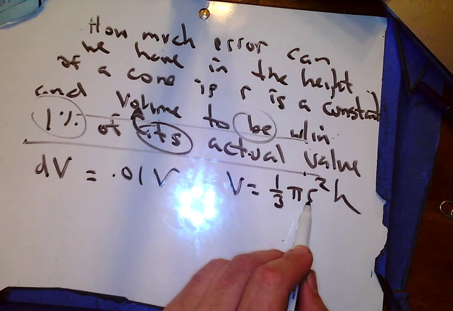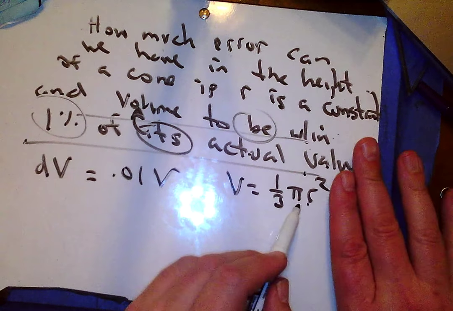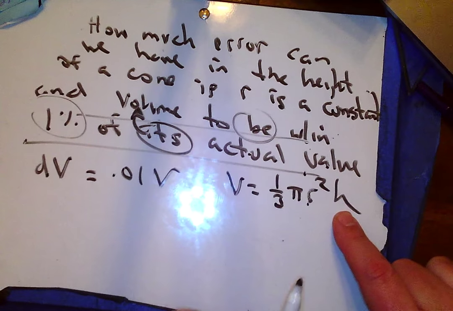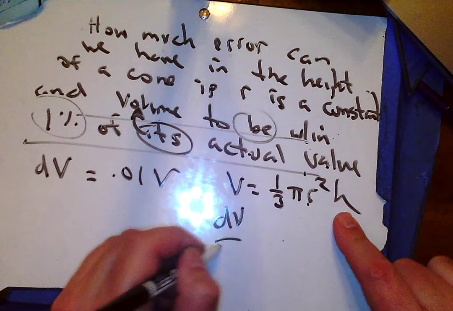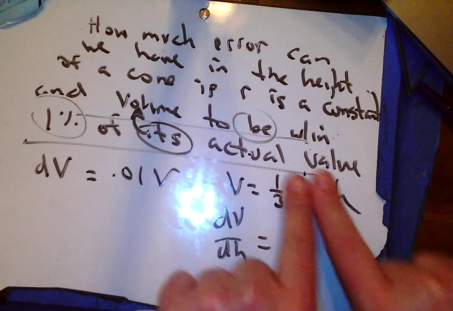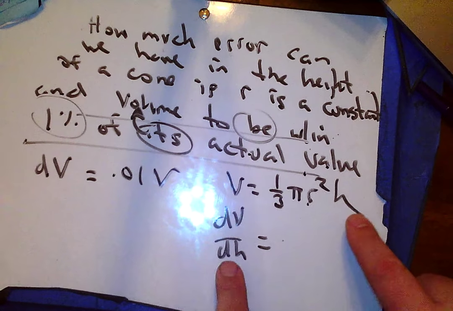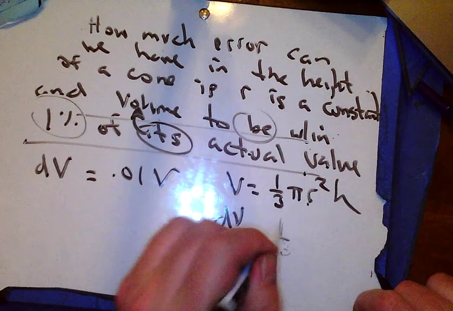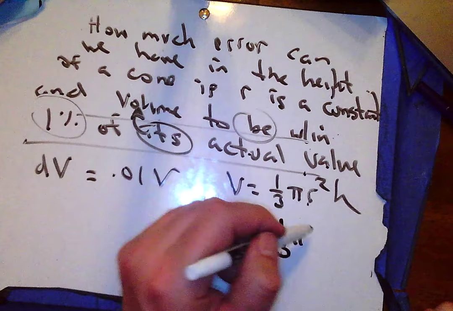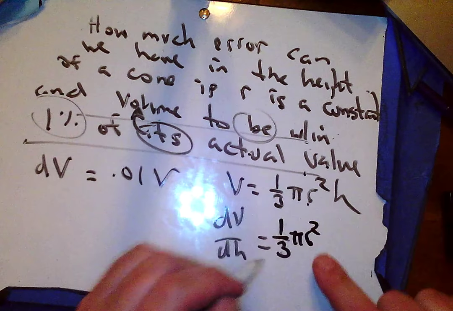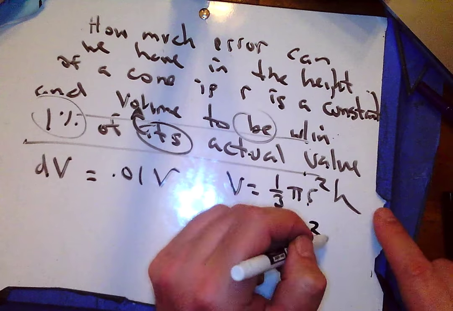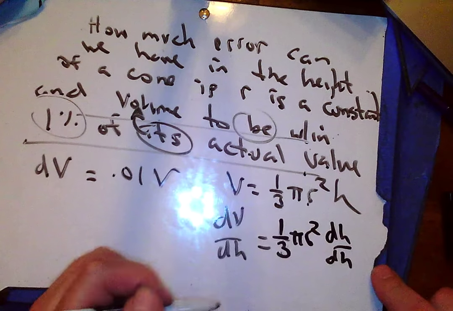Remember, in this problem, radius is a constant. Pi is a constant, 1/3 is a constant. All we've got is a number times h. So when I think about taking the derivative with respect to h, what's the derivative of a number times that variable? Well, it's just going to be 1/3 pi r squared, not 2r. That's part of the constant. It's the derivative of h with respect to h.